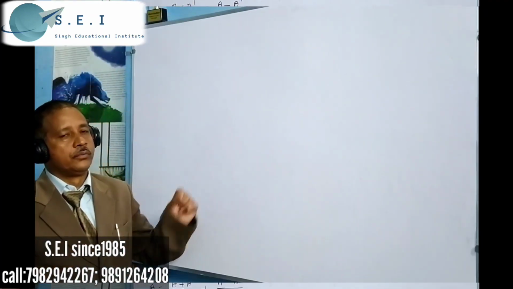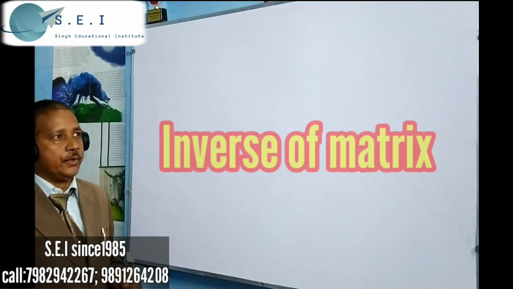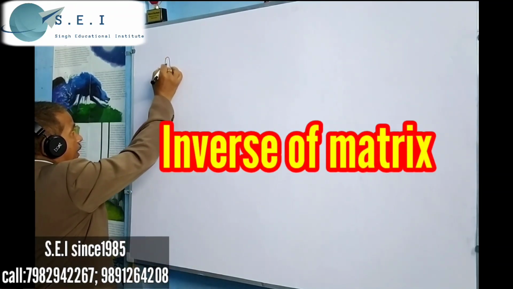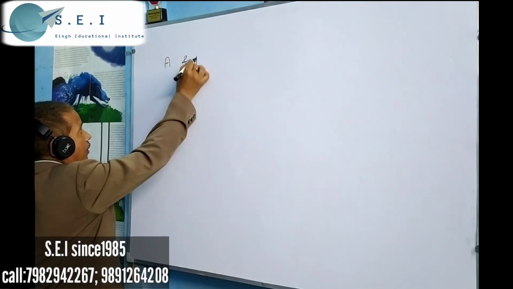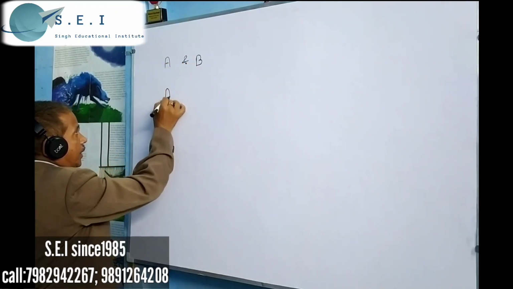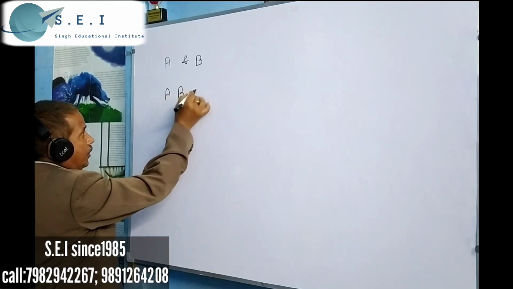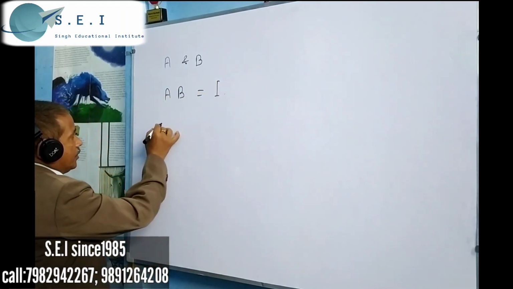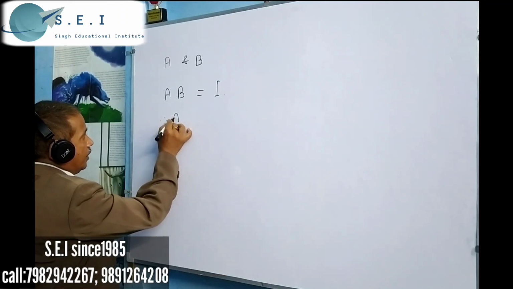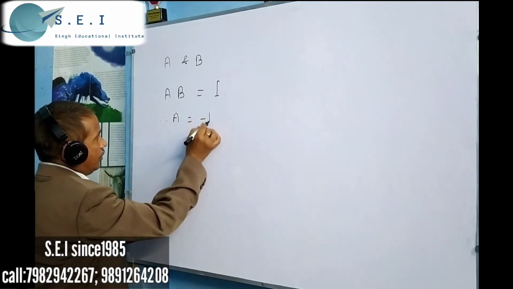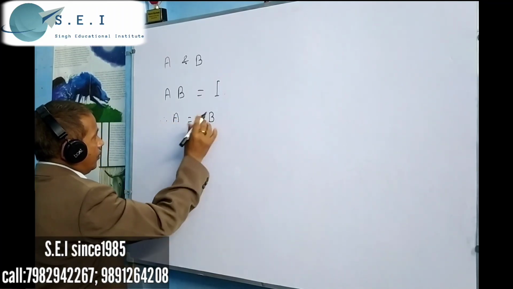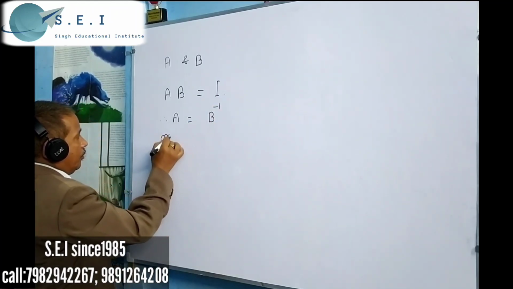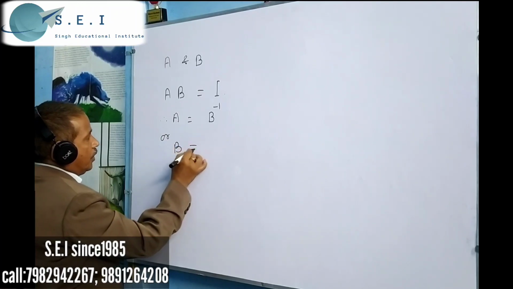Now learning the inverse of a matrix. Let there be two matrices A and B, and the product of A and B is equal to the identity matrix. In this case, A is the inverse of B, or B is the inverse of A.